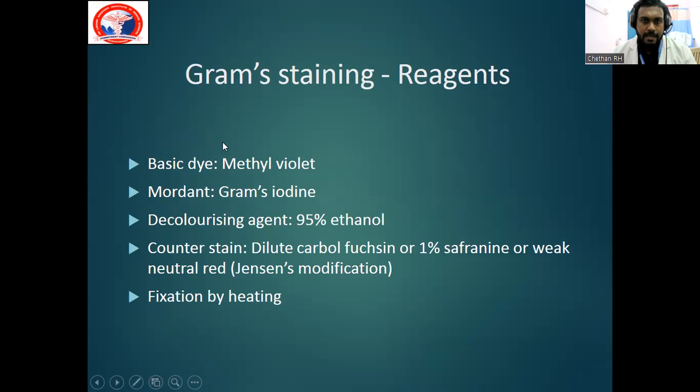The basic dye which is used in gram staining is methyl violet. The mordant which is used is gram iodine. The decolorizing agent which is used is 95% ethanol, and the counter stain which is used is dilute carbol fuchsin, or 1% safranin, or even weak neutral red. The fixation of the slide is by heating.